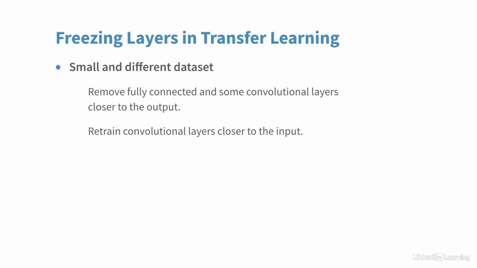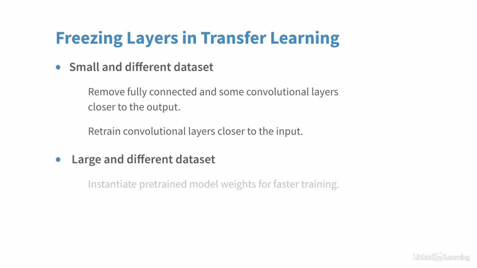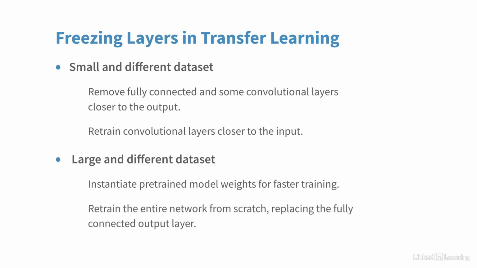The fourth scenario is if your data set is large and different from the data set the model was pre-trained on. You should instantiate the pre-trained model's weights to speed up training. Lots of the low-level convolutions will have similar weights. So what do you do in this situation? Retrain the entire network from scratch and make sure that you replace the fully connected output layer.